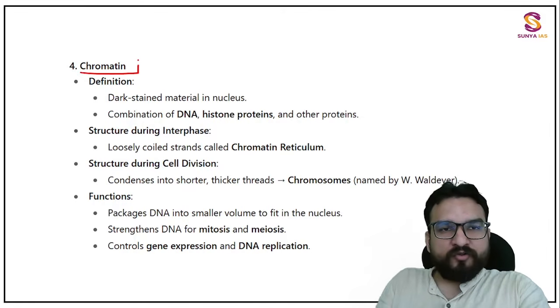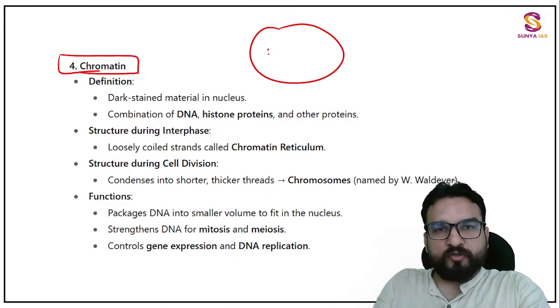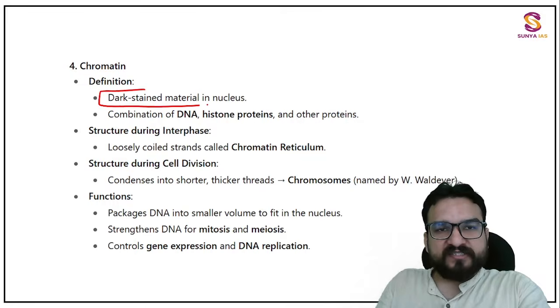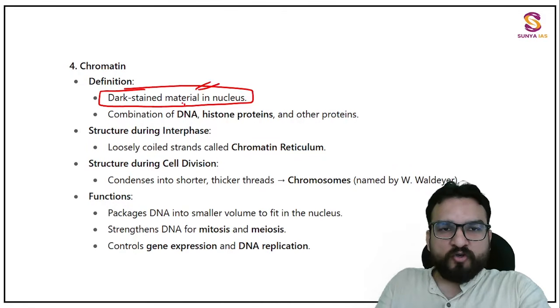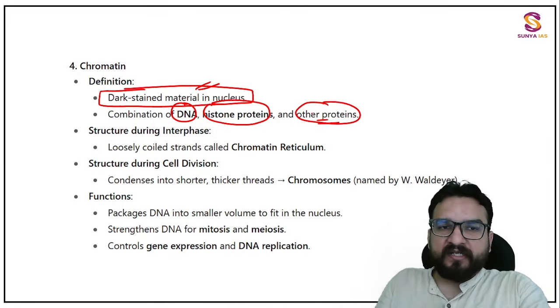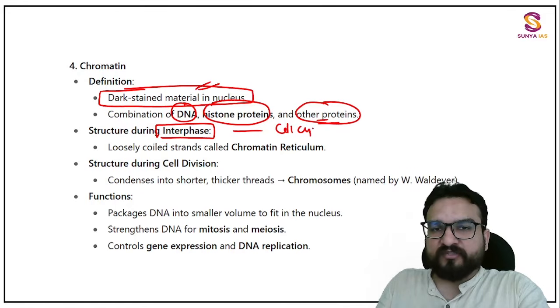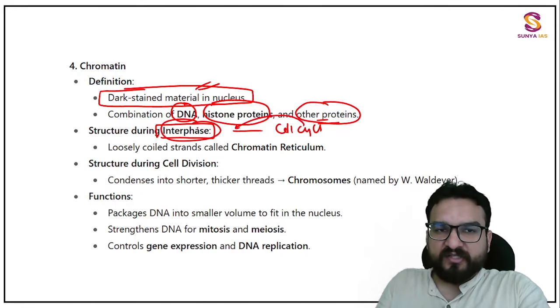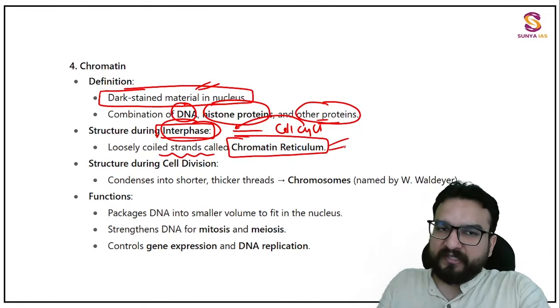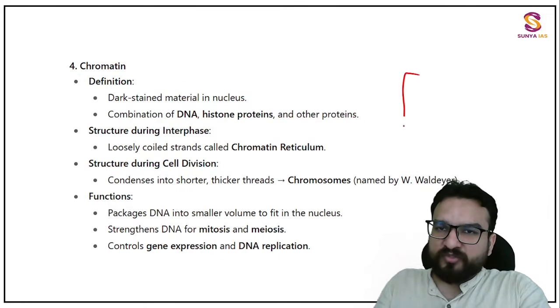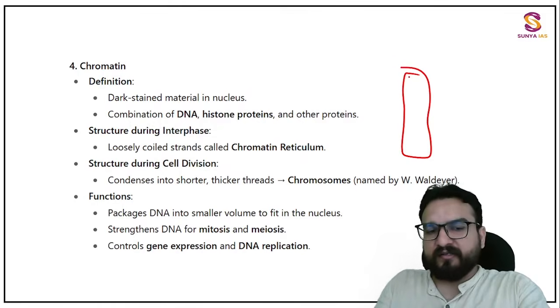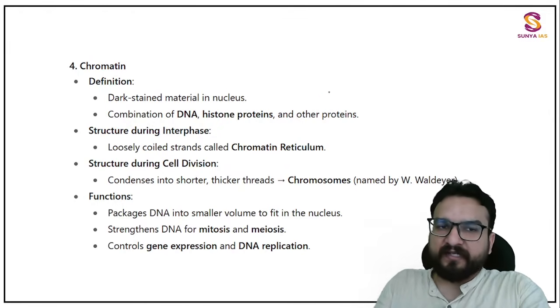See this chromatin over here now. Chromatin, I have told you about the chromatin fiber. This chromatin fiber is a dark stained material in the nucleus, a combination of DNA, histone proteins and other proteins. Structure during interphase: when I tell you about the cell cycle, there is one phase known as interphase. There are loosely coiled strands called chromatin reticulum. There I'll be telling you. That's why I'm saying this whole unit is connected, and several answers you will be getting later on.